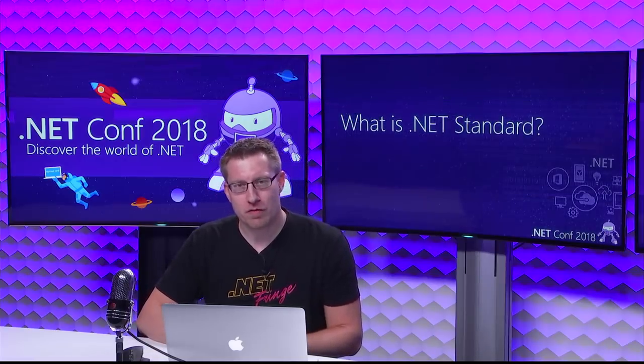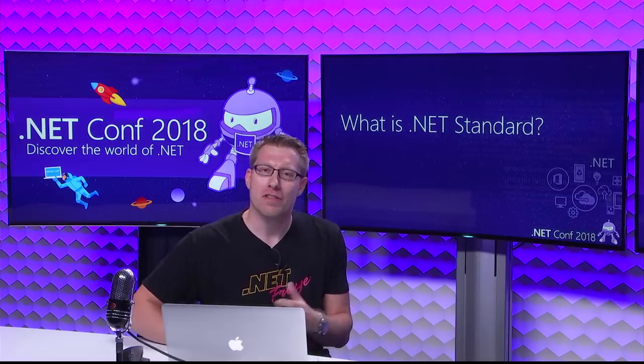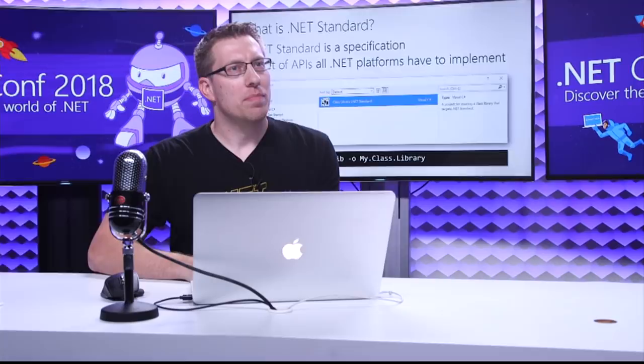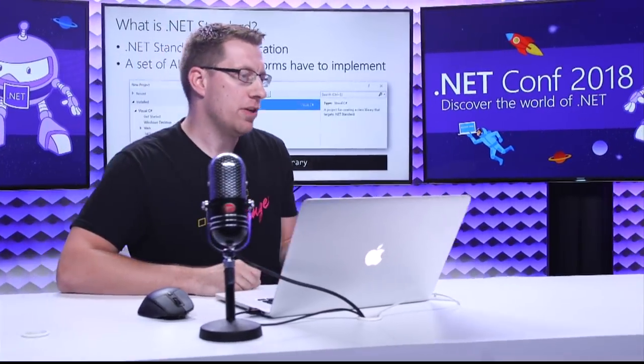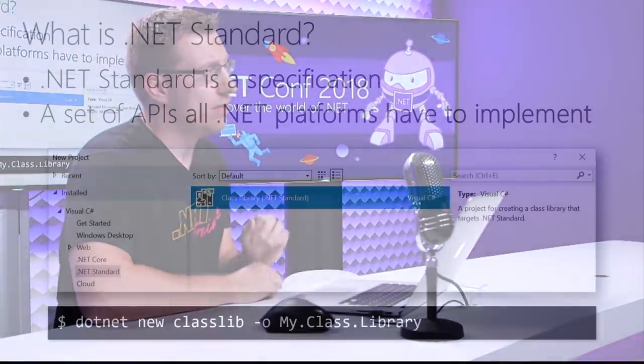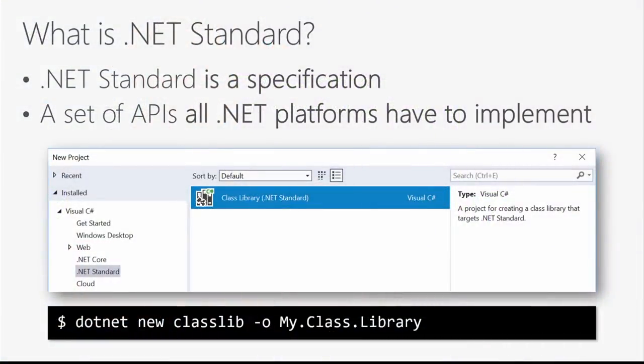So let's get started with the overview of what is .NET Standard, because it still seems there's a lot of confusion about what the standard actually is, how it works, and why we have so many different things called .NET something. So first of all, as the name implies, the standard is a specification. And by specification, what we really mean is a set of APIs. But it's not just that. It's also a template you can use to build class libraries.